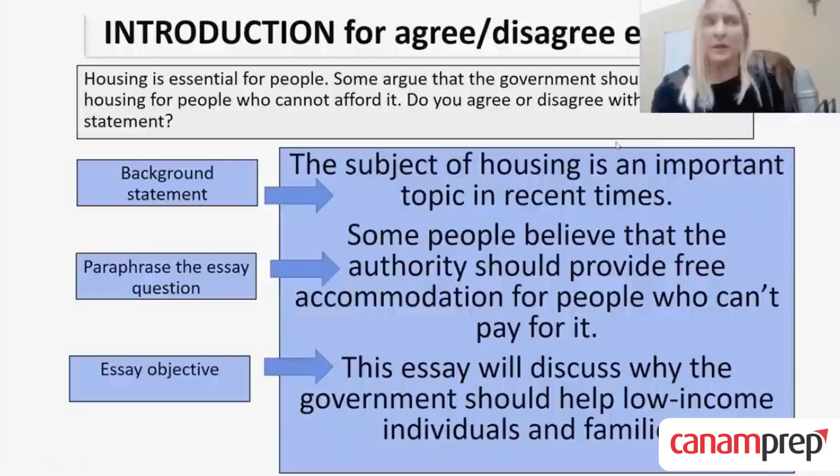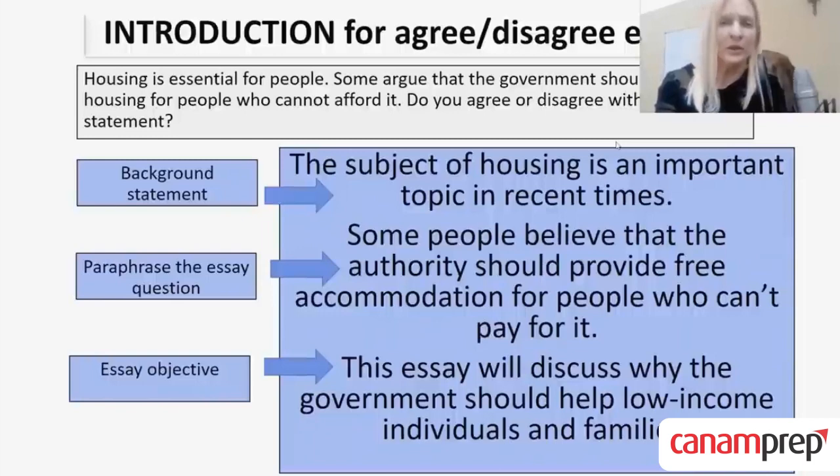Okay, so I've just written a neutral sentence about housing. I haven't given any opinion. The paraphrase: some people believe that the authority should provide free accommodation for people who can't pay for it.